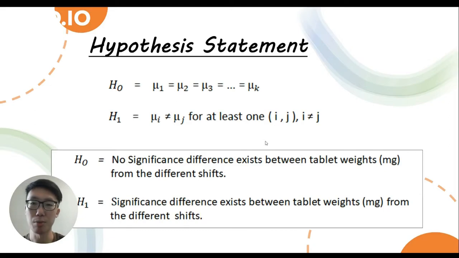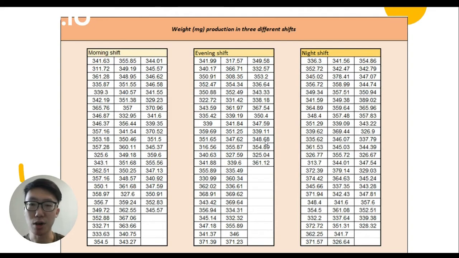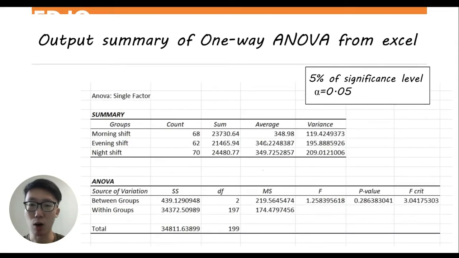For the hypothesis statement, our H0 is no significant difference exists between platelet weight from the different shifts, and H1 is significant difference exists between platelet weight from the different shifts. This is the result that we divide into 3 groups, which is morning, evening, and night shift. And this is our output summary of one-way ANOVA from Excel. We use a 5% significance level, which is alpha equal to 0.05.